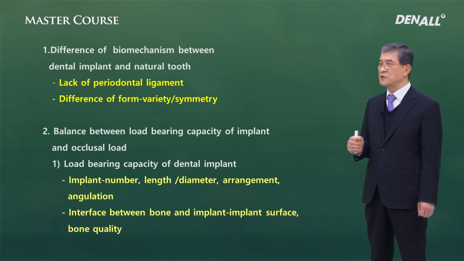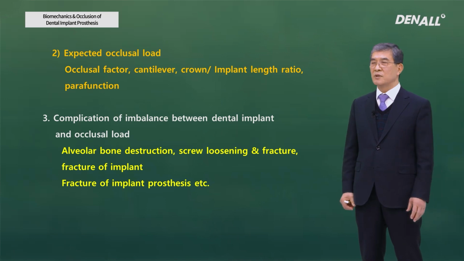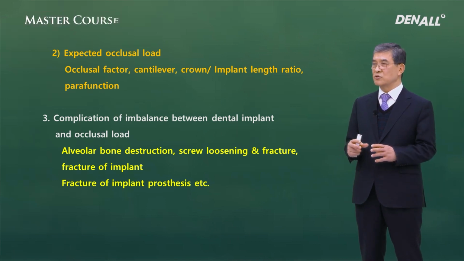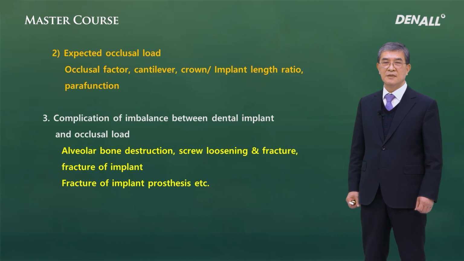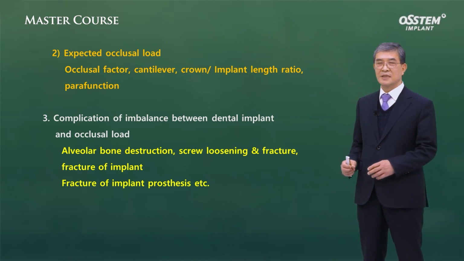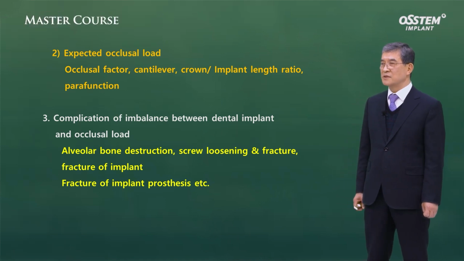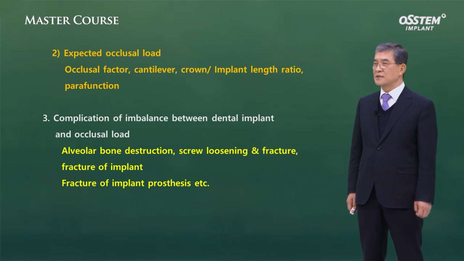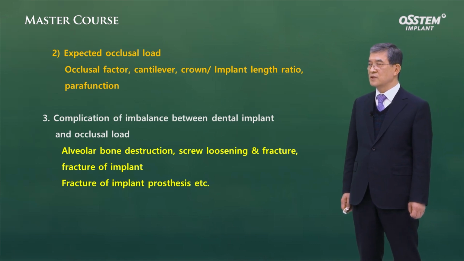In terms of reducing expected occlusal force, as occlusal factors, you can reduce occlusal taper, and you need to try to avoid cantilever design. Crown to implant ratio should not exceed 1:1. You need to check if the patient has parafunctional habits. You need to consider various factors so that no excessive force is applied on the implant prosthesis. You need to improve the load-bearing capacity and reduce the expected occlusal forces so that the right balance could be achieved. In the case such balance is broken, there can be bone resorption or destruction of osseointegration, screw loosening, and fracture. Implant prosthesis fracture can occur as complications.